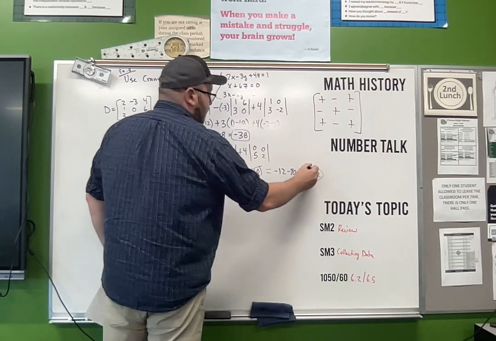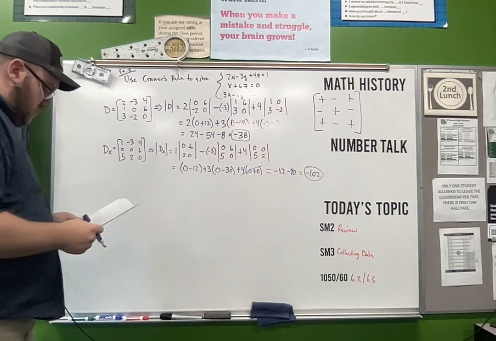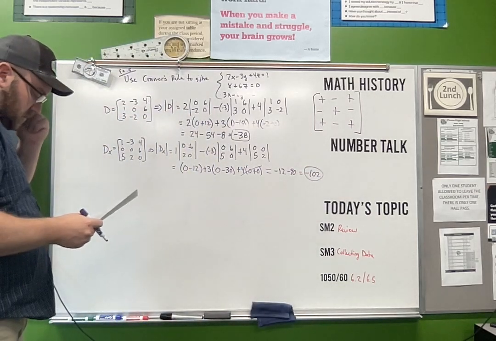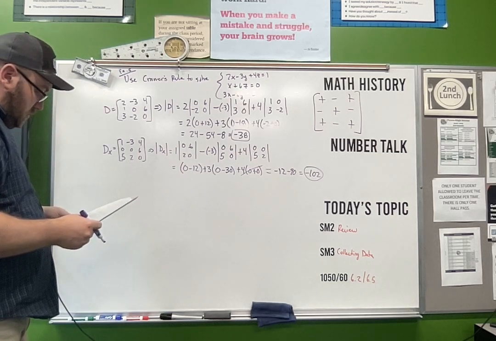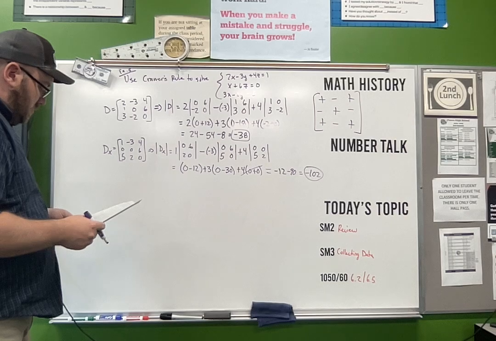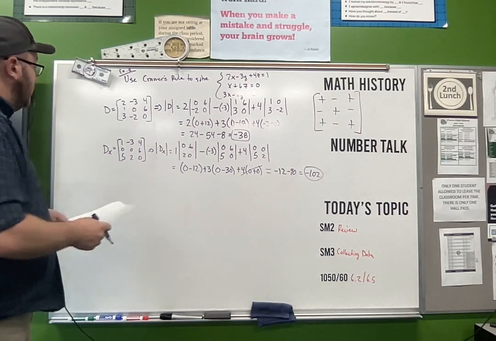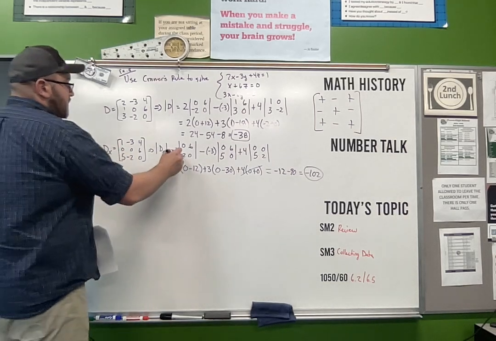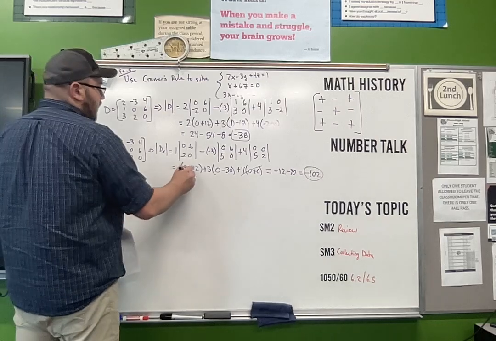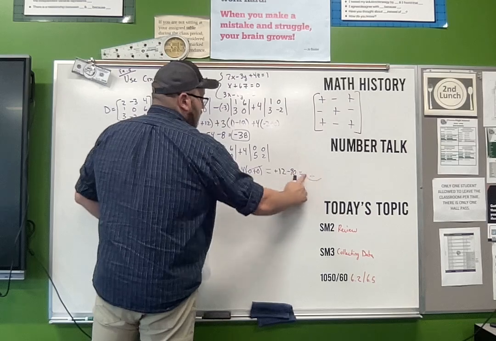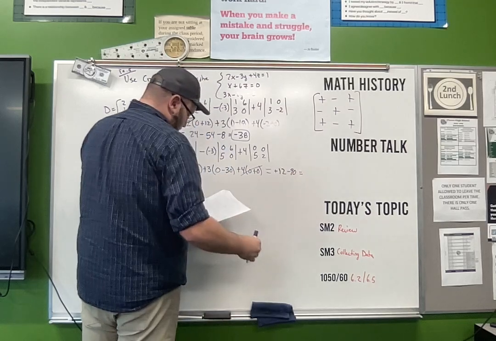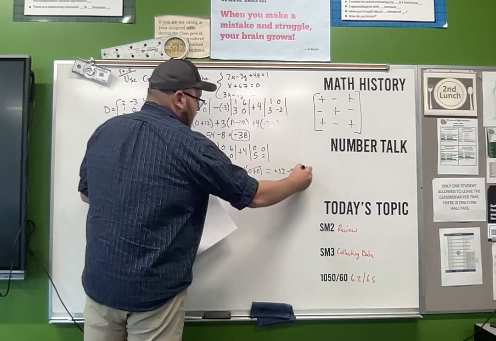Did I do that right? Oh, this is a negative 2. This is a negative 2. Makes this a positive 12. That's a positive 12. Which makes this negative 78.